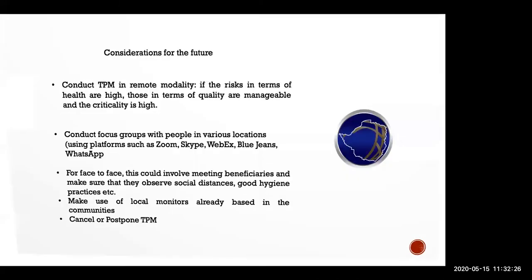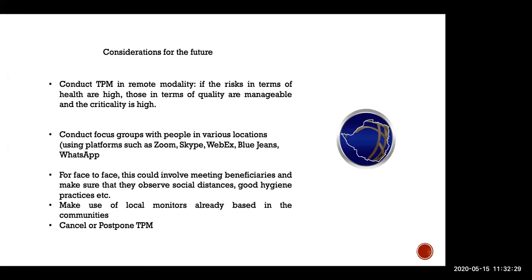Considerations for the future. With what's been happening, people have been working from home, and for others it's becoming a new norm. So working remotely could also be a solution to deal with the issue of travel restrictions in the face of COVID. TPM can actually be conducted remotely. But this depends. If the health risks are high, the quality risks are manageable, and the criticality is high, sometimes TPM has to be done. Monitoring has to be done, whether there is a natural hazard or a man-made hazard. In this case, it is a natural hazard, COVID-19.